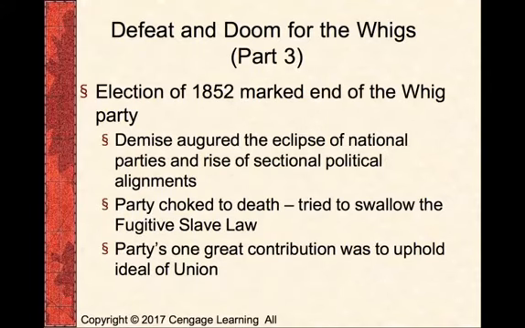The election of 1852 was an end of the Whig Party as we know it. Its demise augured the eclipse of the national parties and the rise of sectional political alignments. The party choked to death. It tried to swallow the fugitive slave law, and it split apart because of it. The one great contribution was its idea to uphold the Union, which will be adopted later on by a new party.